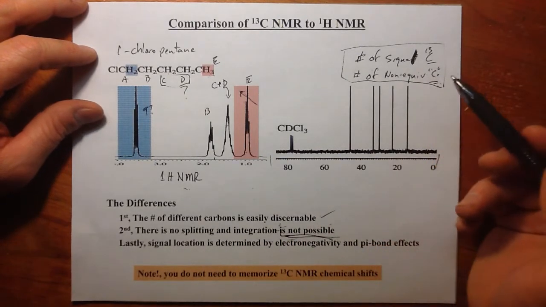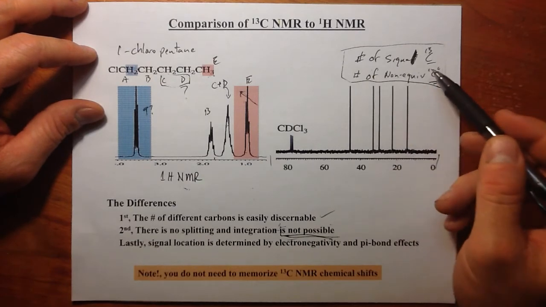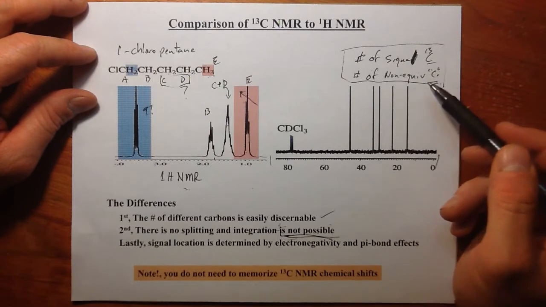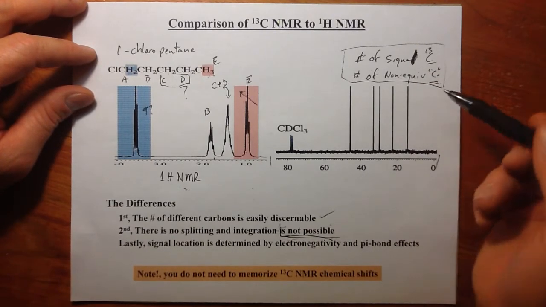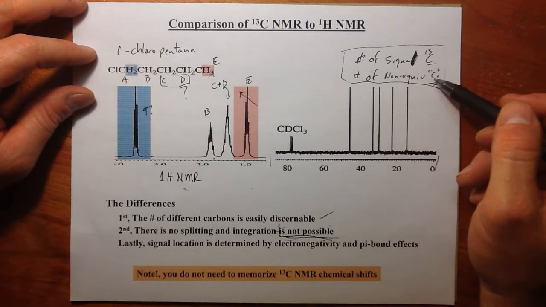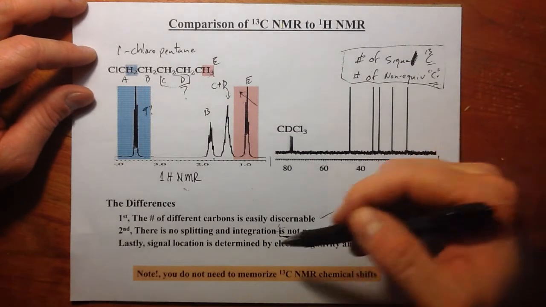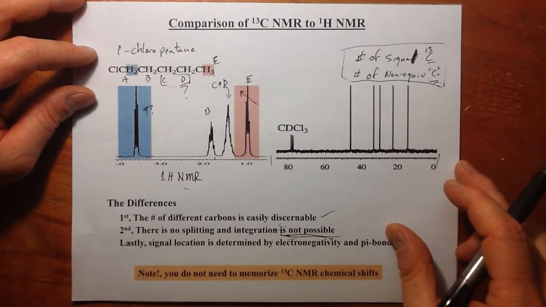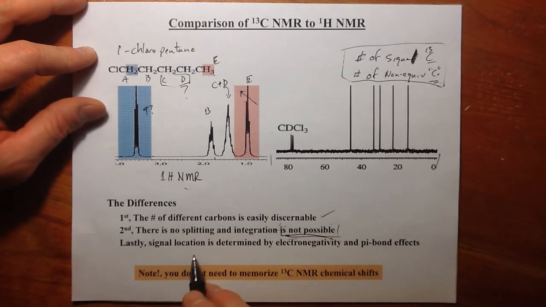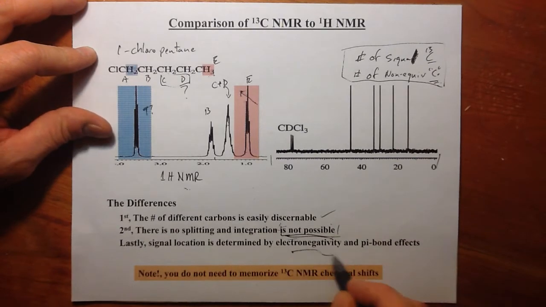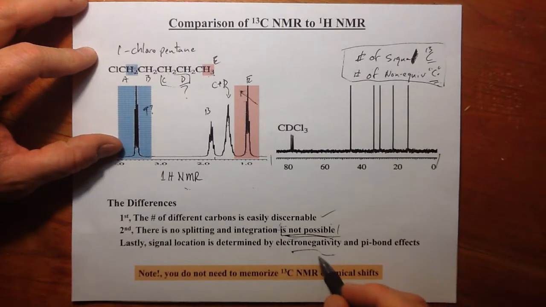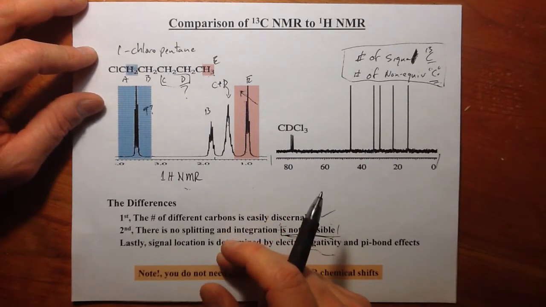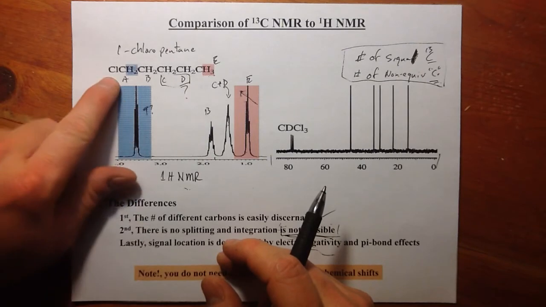And one of the reasons we don't really look at integration much is because we have C13 as the isotope we're looking at, much less significant percentage-wise in the number of isotopes. The C12 isotope is very common, so you typically don't do integration, and we just typically don't do splitting for C13 NMR analysis. Lastly, signal location is determined by the same things that set it for proton NMR: electronegativity and pi bond effect. So you do see a downfield shift if we consider the electronegative group.